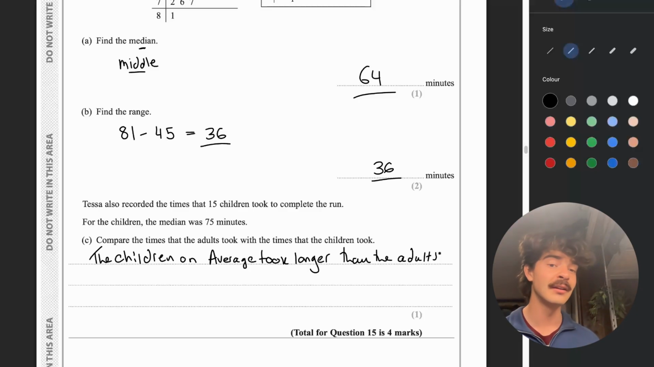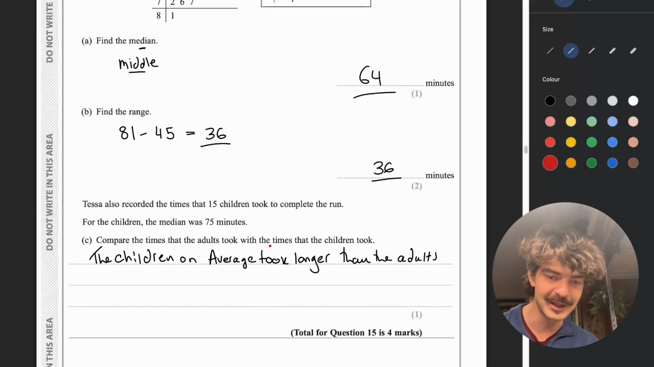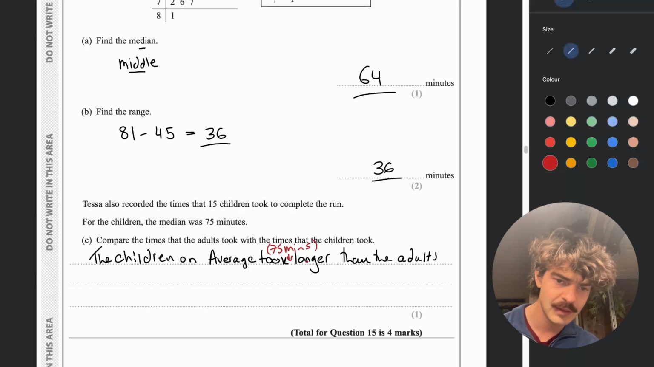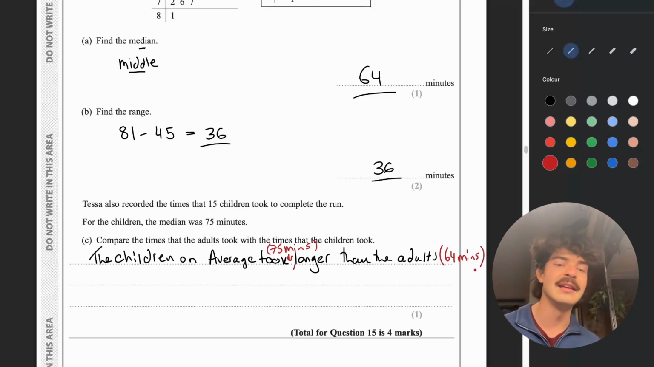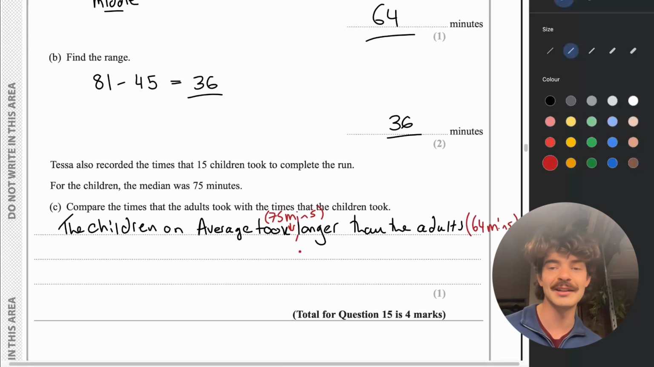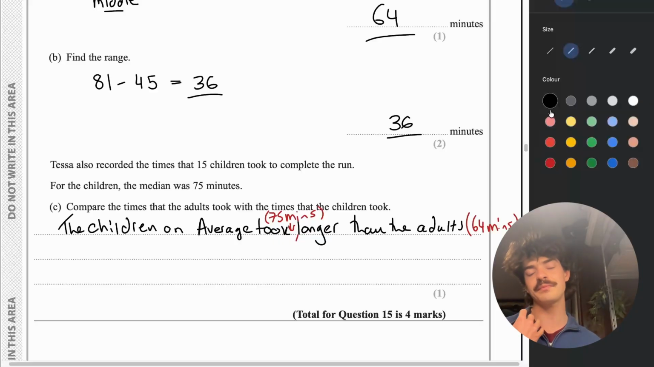Not necessarily. But if you put in the numbers, the children on average took, and this is the important bit, right? Up here, you're going to put 75 mins, comma, longer than the adults, and then you'd put 64 mins. Right? By doing that, you're very clearly expressing what values they took. We can't compare the spreads.